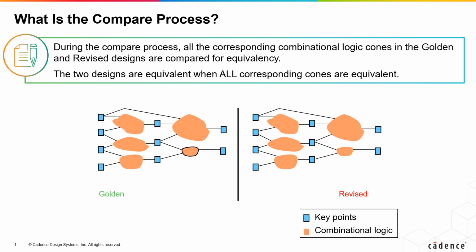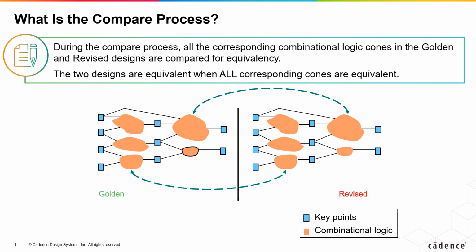Conformal compares all the compare points in your design, which are the primary outputs, the cut gates, the black boxes, the flops, and the latches. Conformal breaks down your design at such compare points and compares the two designs by the logic cones at each of these compare points. In the case of a flop, let's say it has 4 input logic cones like the D cone, the clock cone, the set and reset cones.